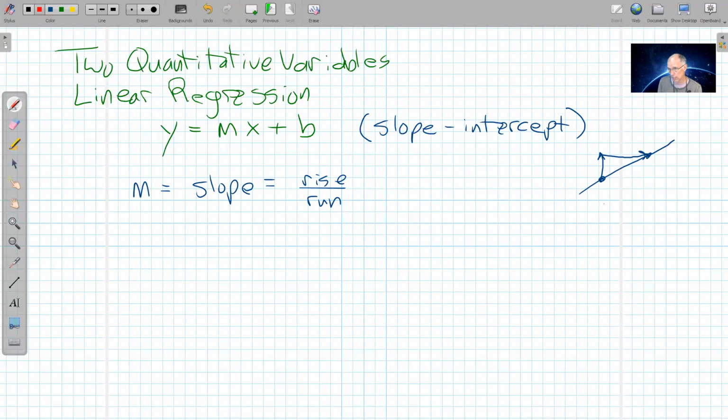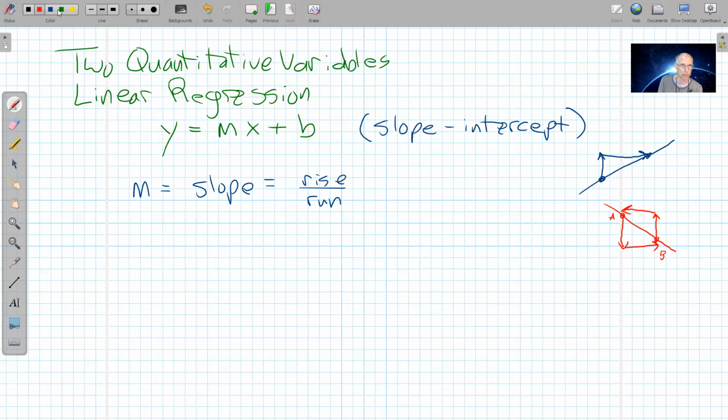Now, it could be the line is downhill. We talked about negative correlation earlier. And so in this case, the rise would go down and then run would head over. We can actually go in multiple directions. Instead of going from point A to point B, I could go from B to A, in which case I would rise up, but go left, which would be a negative.